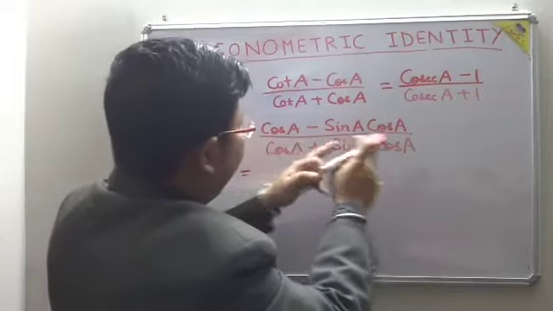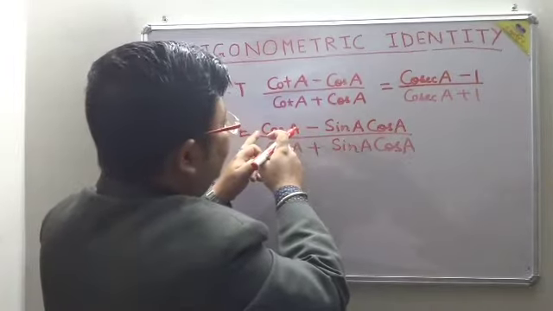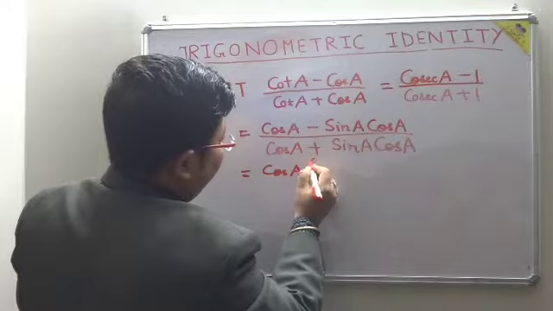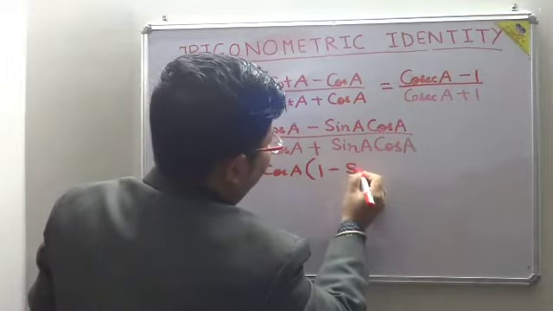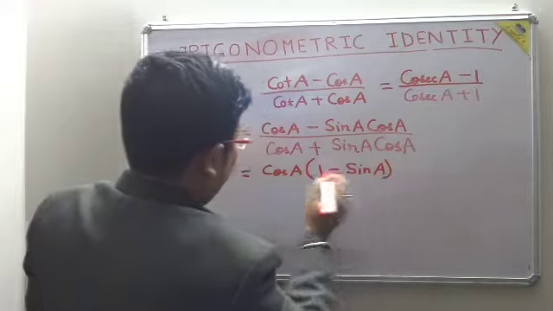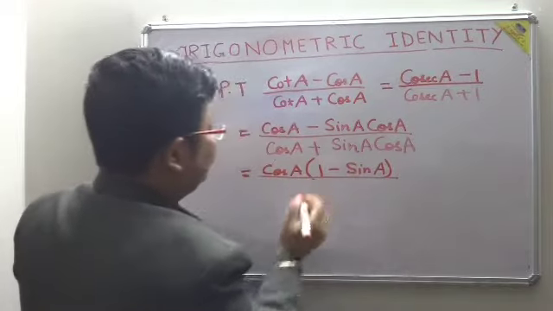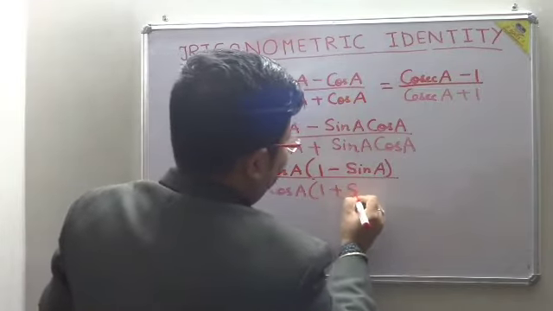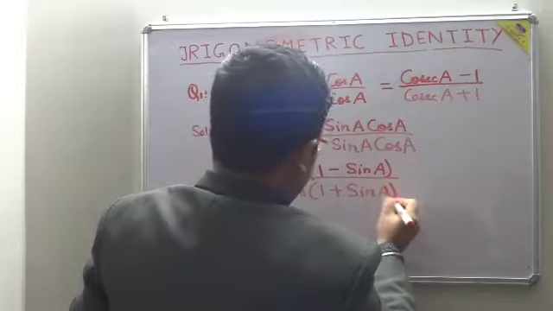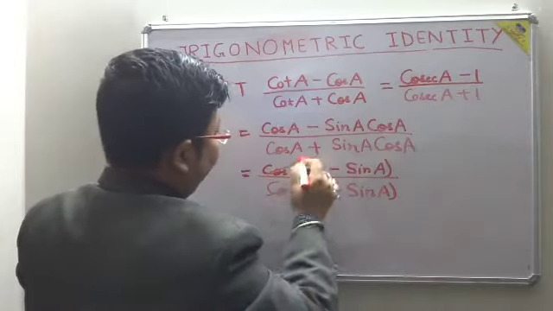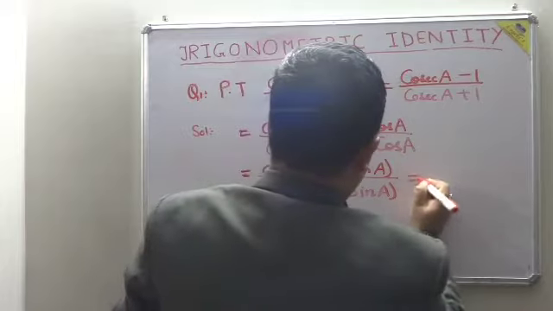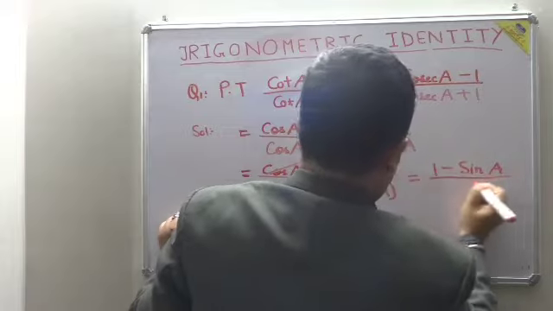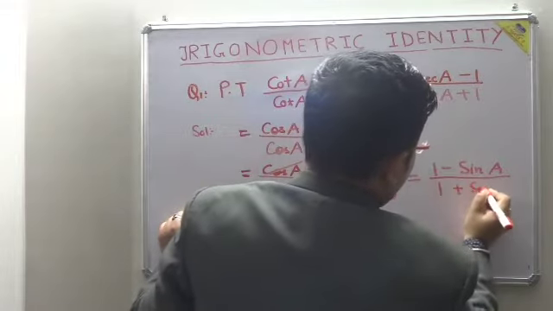Now what can you take here? See, cos A minus sin A cos A, so you can take cos A as common. If you take cos A as common, what will come? It will come as 1 minus sin A. Now in the denominator you take the same cos A common. It will come as 1 plus sin A. So cos A and cos A will cancel out. What will we get? 1 minus sin A divided by 1 plus sin A.